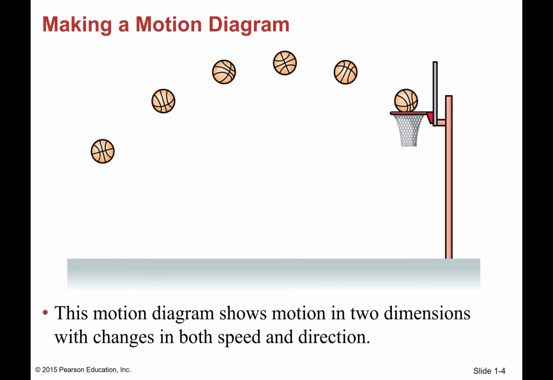Here we have a motion diagram of a basketball, and this is a 2D motion diagram in that we have 2 dimensions. We have height and we have the length here. The basketball is at these points, and let's say this delta t, the time from here to here, is 1 second. So this describes the motion of the object in 2 dimensions.